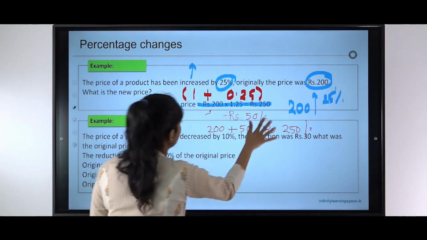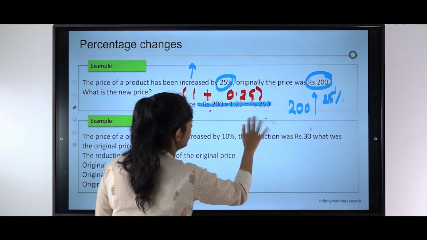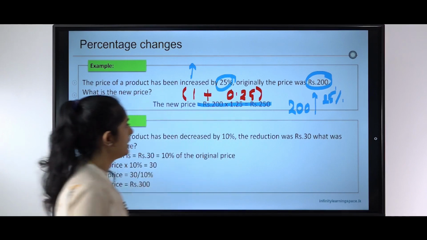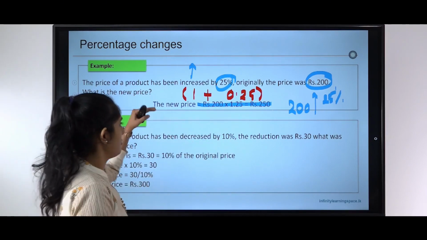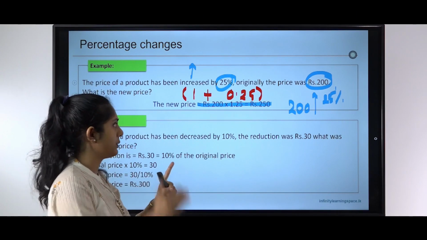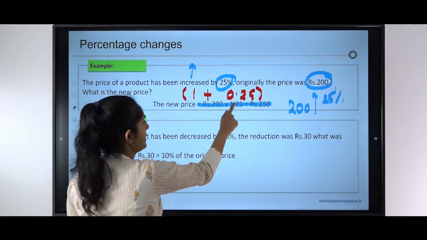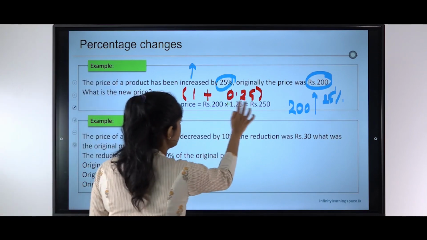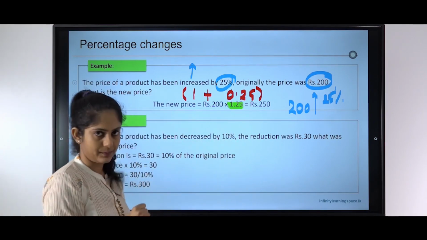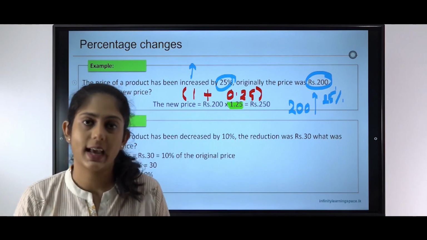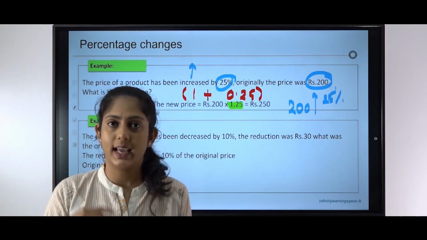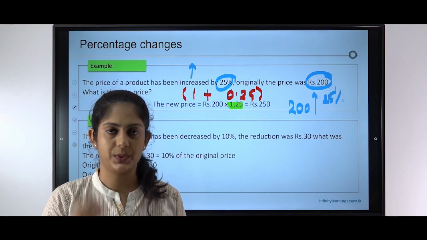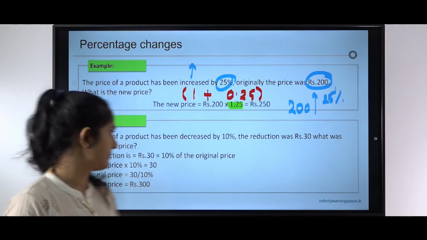So now see, you don't need all of this. 200 increases by 25% means from 100% you add 0.25, it's 1.25. That's what you need. So this is a shorter way. So get used to this. It saves a lot of time. So if they say it increased by 25%, it's going to be 1 plus 0.25, which is 1.25.